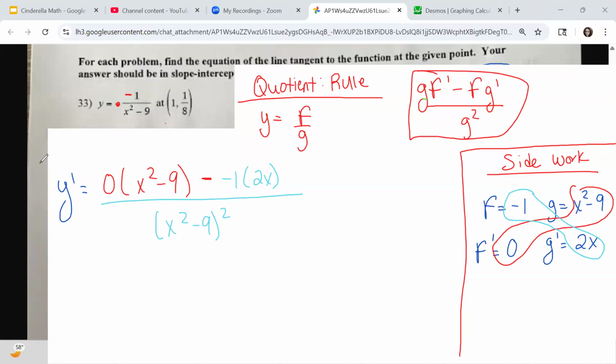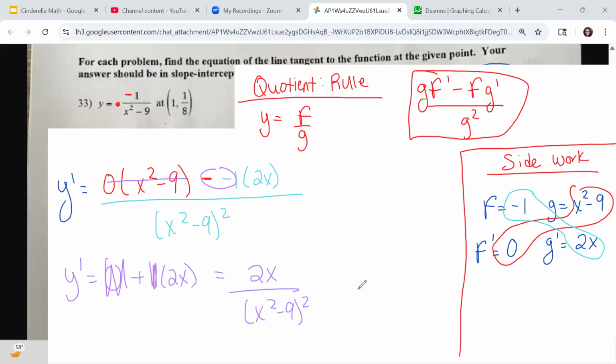Okay, now let's simplify this. So this is y prime. 0 times anything is 0. Minus minus is plus 1 times 2x. Who cares about 0? Who cares about a 1? This top is just 2x and the bottom's fine. There we go. There's the derivative. That matches what we had before. Just didn't do my quotient rule right. And now that's the derivative, and then you would proceed as normal from there. So the slope would be that derivative at 1.